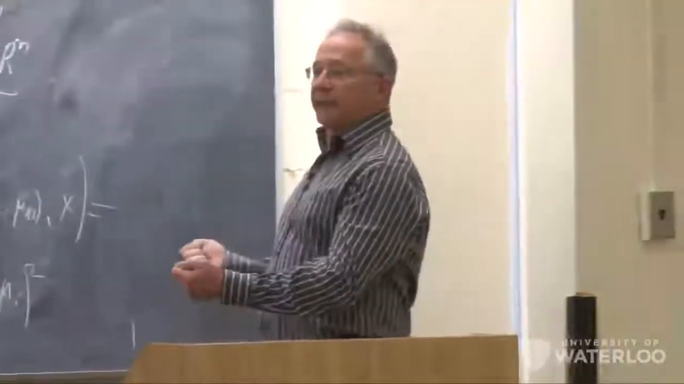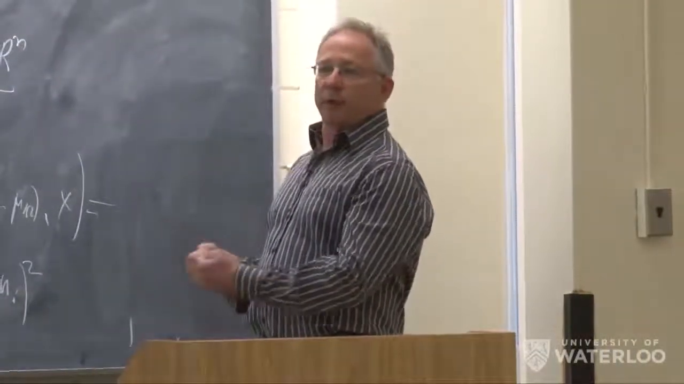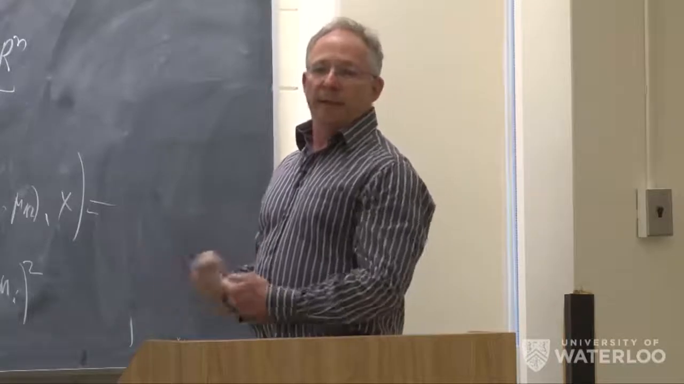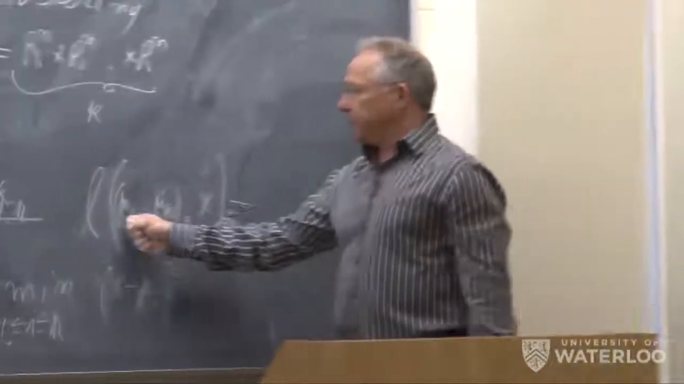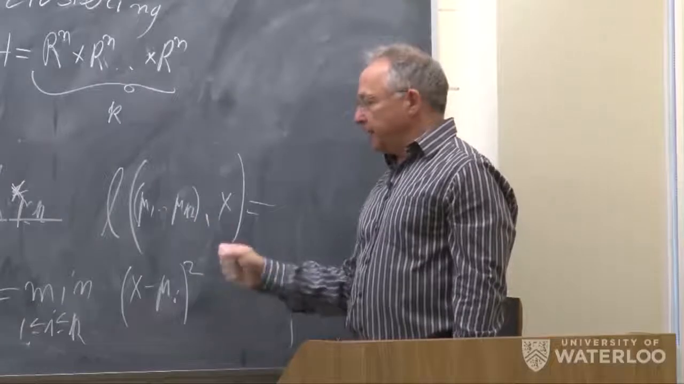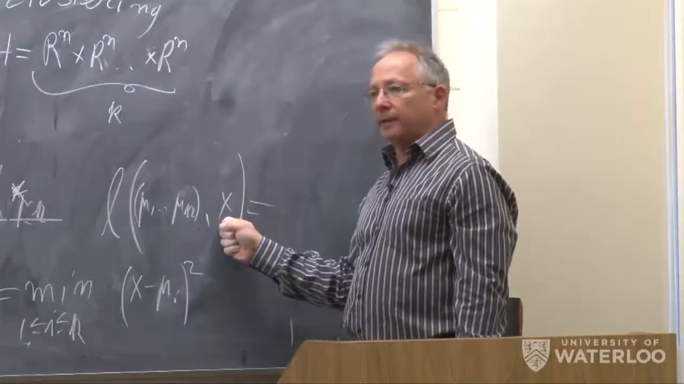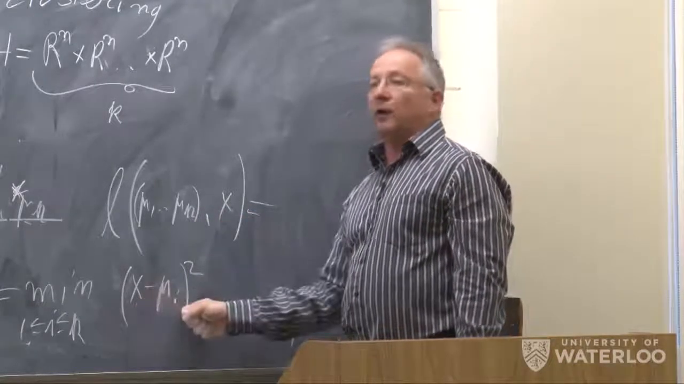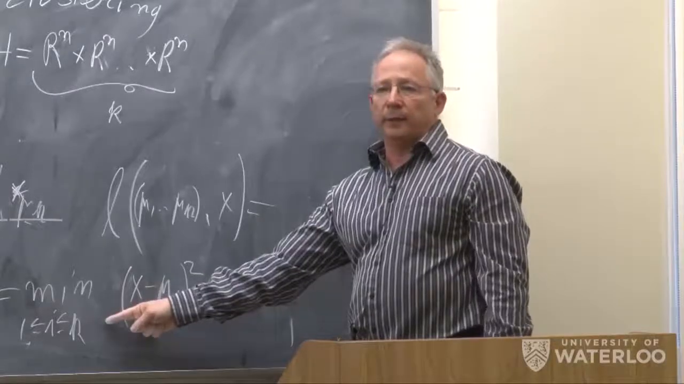I want to choose centers such that every point will be close to at least one of them. So my loss, after I have chosen a set of centers, is the minimum distance between the point x and the closest center, the minimum over all i between 1 and k.